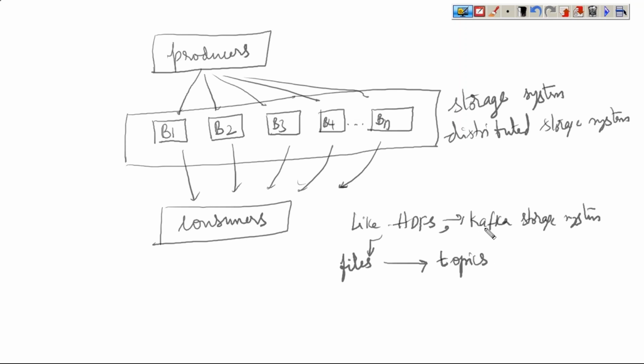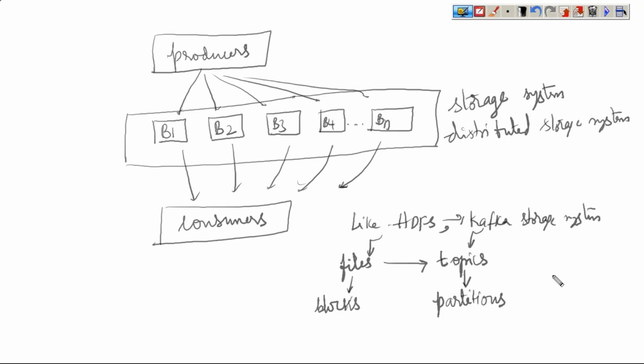Here, just as there are files, there are topics. Okay, and to make the data stored in a distributed manner, these files will get divided into blocks. Similarly, in case of Kafka, topics will be divided into partitions. Okay, the files get divided into blocks, and similarly in Kafka, topics get divided into partitions.